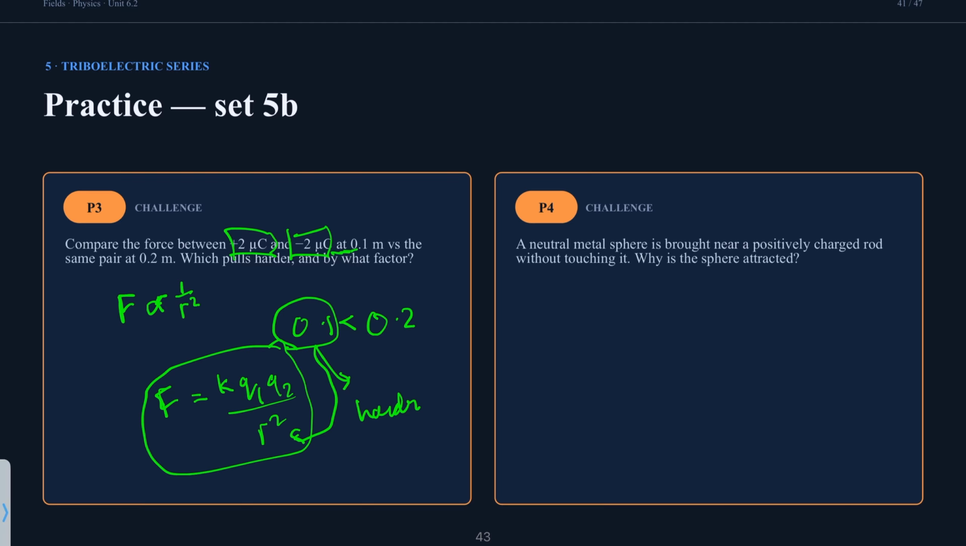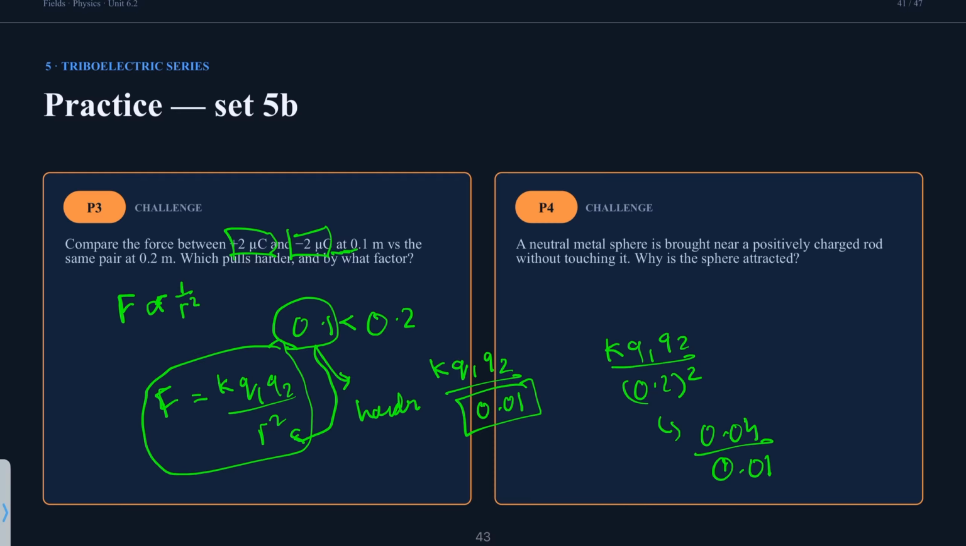So kQ1Q2 over 0.1 squared, which is 0.01, and then kQ1Q2 over 0.2 squared, which is 0.04. So 0.04 over 0.01: this one pulls harder by a factor of 4. And I'll show you why that matters in a sec.